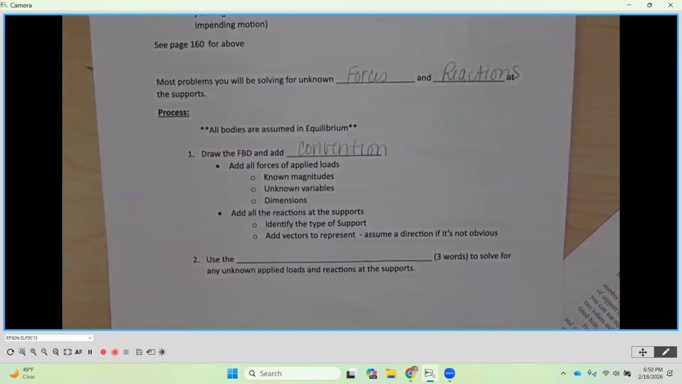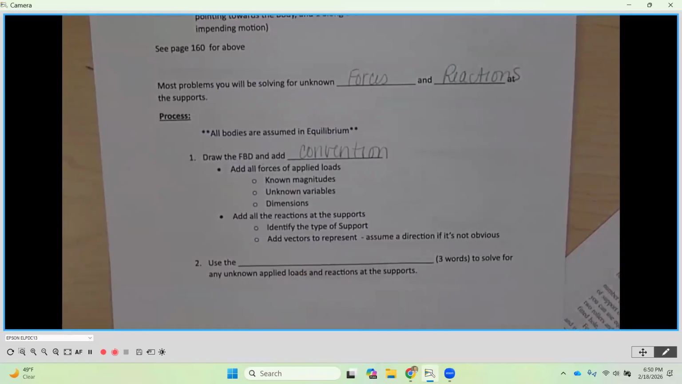So we have to be able to look at a diagram or a picture they're giving us and pick out that there's a support and it's a roller or it's a pin. Then we identify that type and add the vectors to represent however many forces would be appropriate for it.